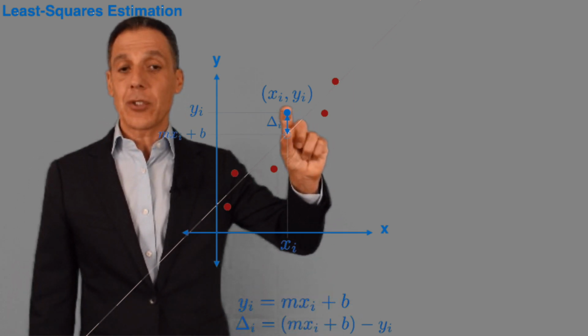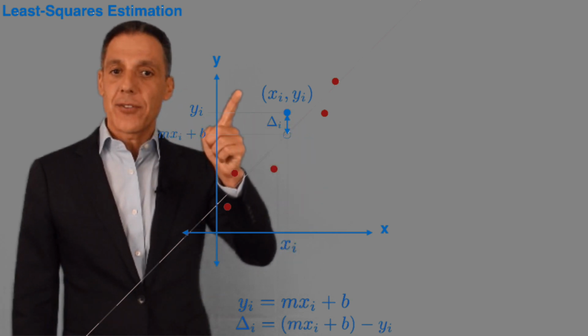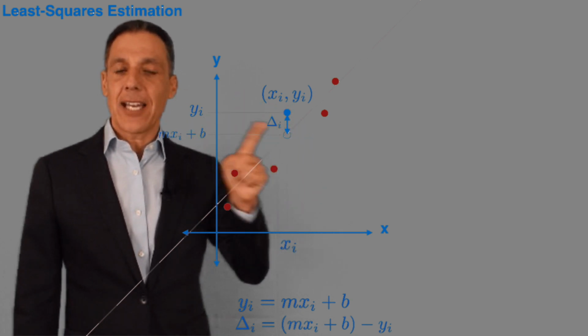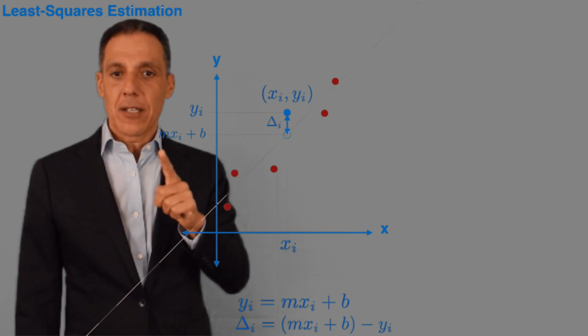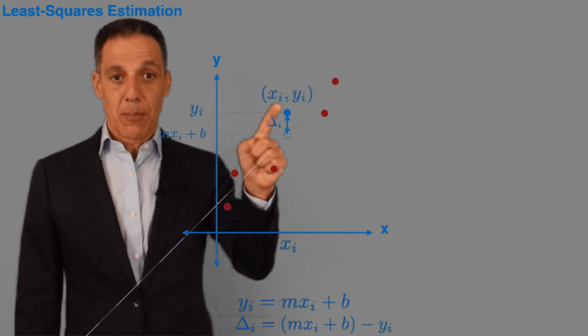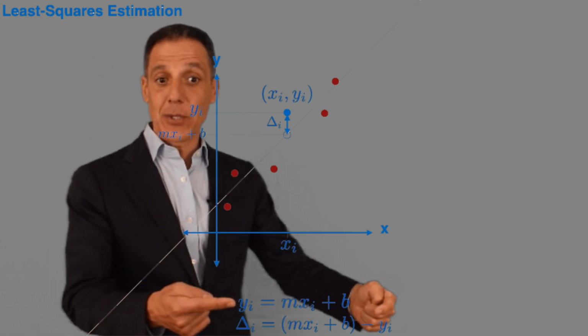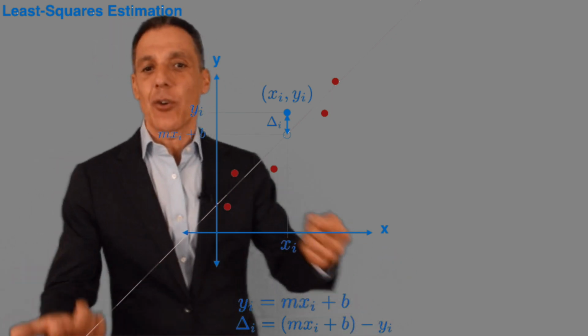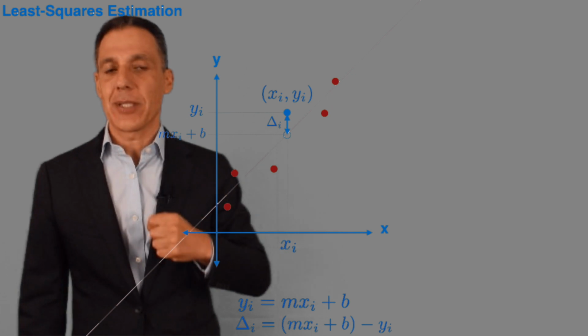That is just the vertical distance. Now notice, if that point was exactly on the line, then this is still mx plus b, and the point is at y, but y is equal to mx plus b because it lies on the line, and so the error is 0 because those are exactly the same.